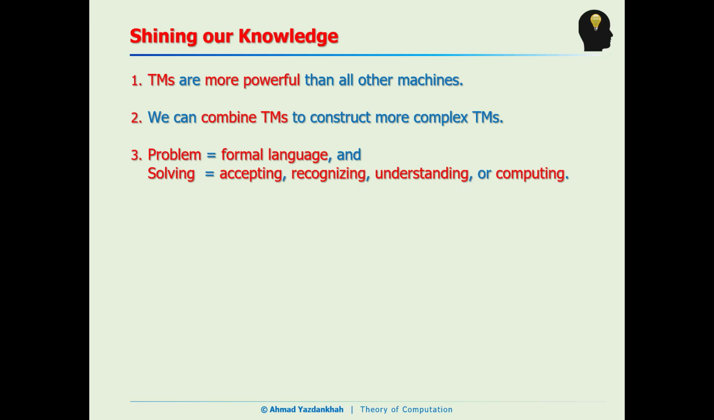And when we say we are solving a problem, first of all, solving, accepting, recognizing, understanding, and even computing, all of them are interchangeable, and it means that we are in fact solving problem because we learned that we can represent every problem with a formal language. The fourth thing is Turing machine is the ultimate computational power we have. We could not construct more powerful than Turing machine yet.